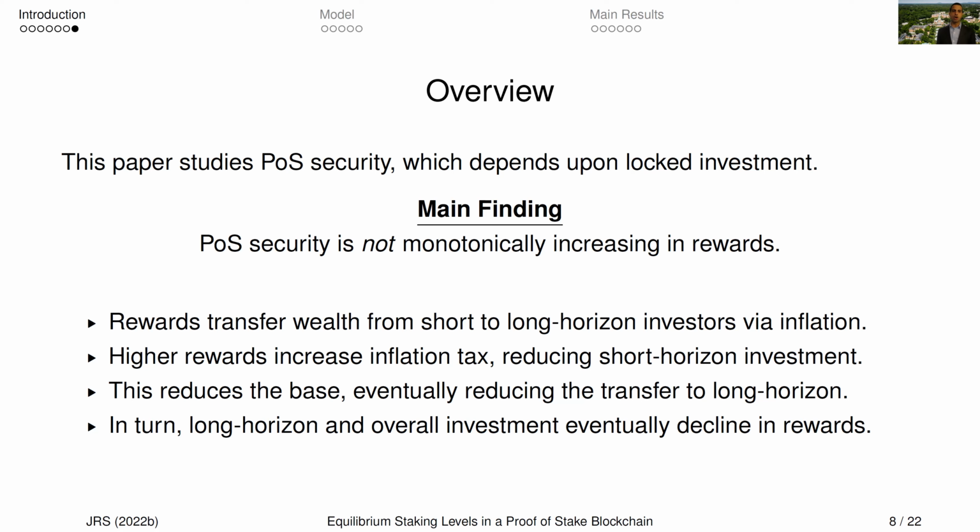And so if long and short horizon investors are reducing their level of investment, now you have overall investment reducing as rewards increase, which means that you are unambiguously undermining security of this blockchain, right? So the high level practical message here is you want to be very careful about how you set that reward level, and you don't want to delude yourself into thinking that if you just set it higher and higher, you're going to improve the security of the system. That is not true.